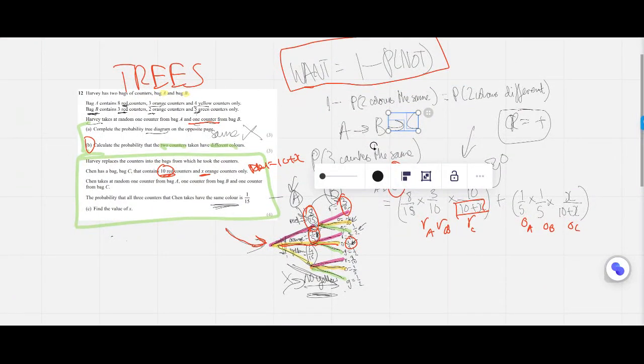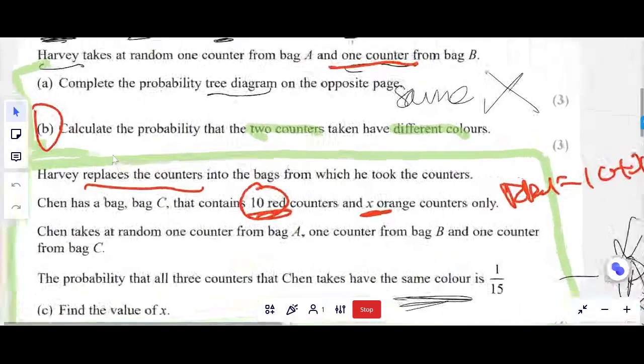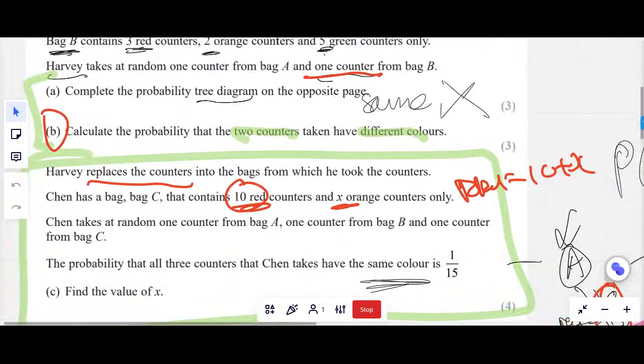Okay, so the next question is the hard one, which is talking about algebra. So it says that Chen has a bag C. First of all, Harvey replaces all the counters, which means good, we're back to normal. All the counters go back to where they were. Chen has a bag C, that's 10 red counters, X orange counters. Chen takes a counter from bag A, then bag B, then bag C.